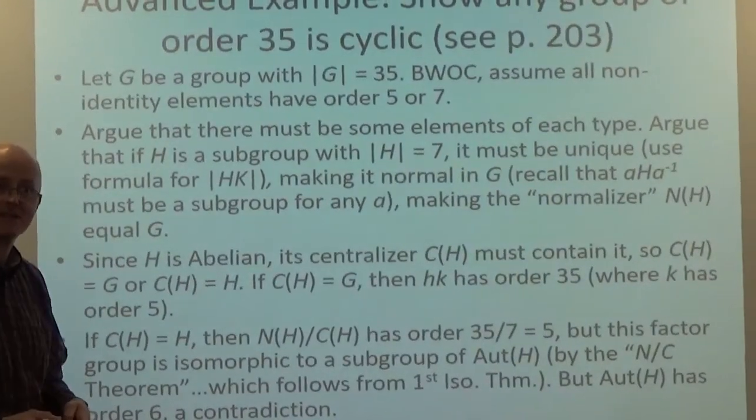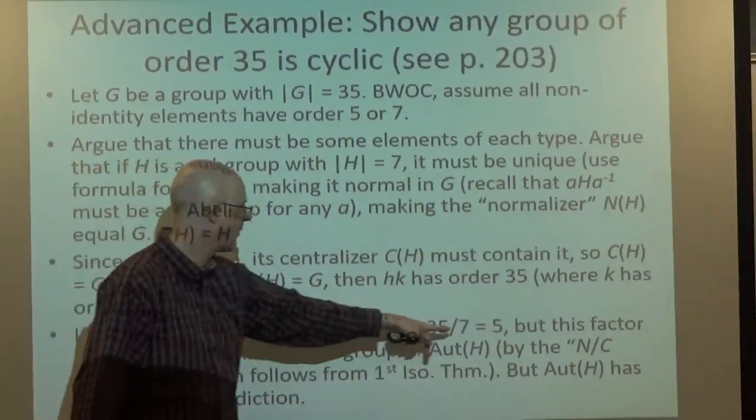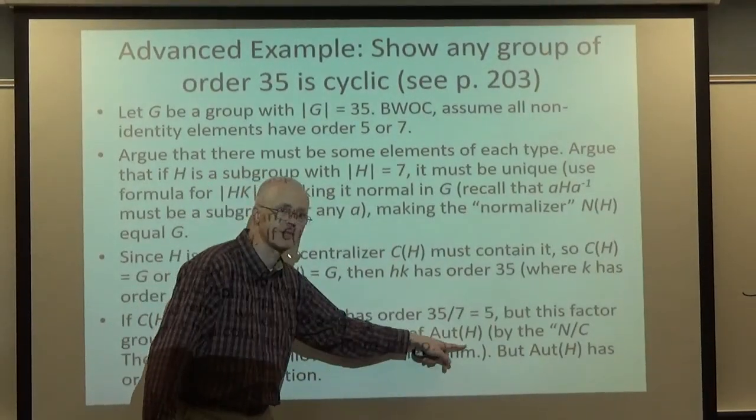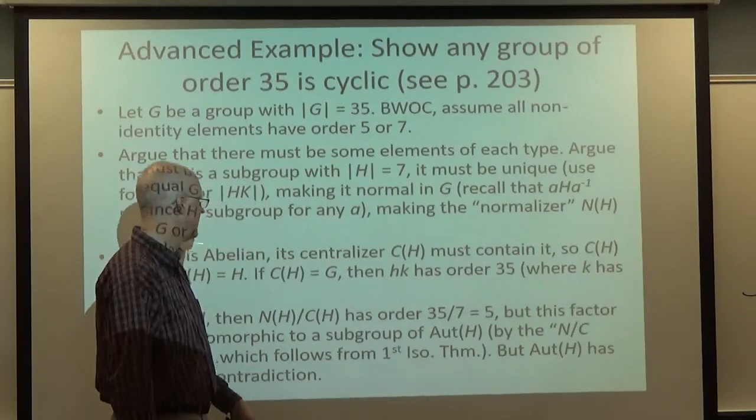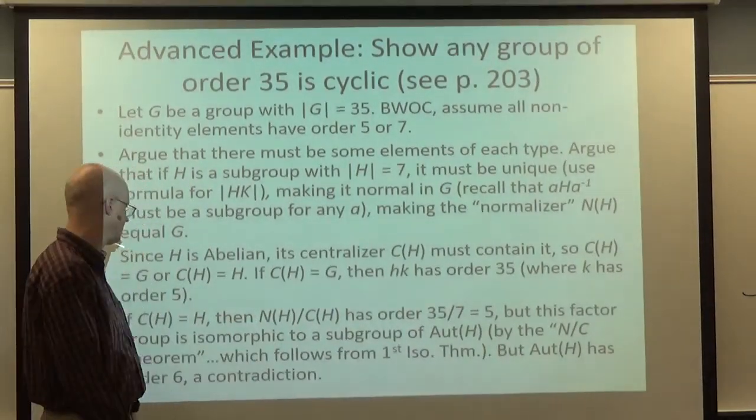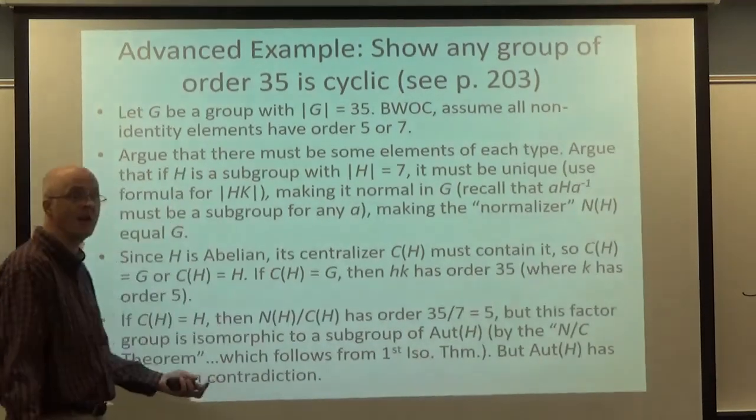Because 5 doesn't divide 6, right? This thing's got to be order 5. It's also got to be isomorphic to a subgroup of Aut of H by Lagrange's theorem. This would have to have order that divides 6. But 5 doesn't divide 6. You're done. That's a contradiction.